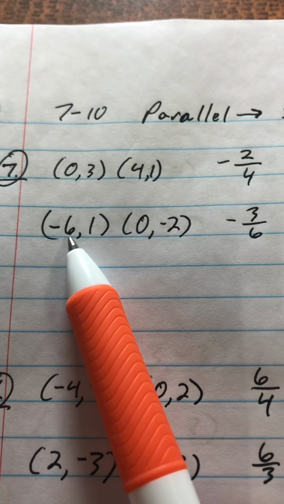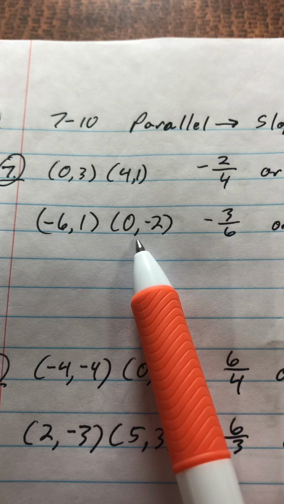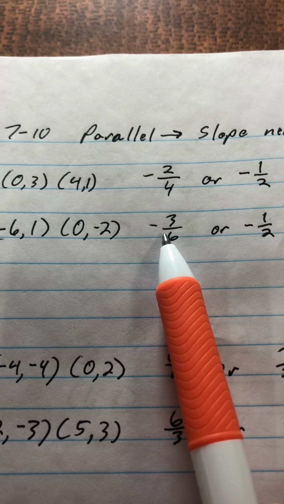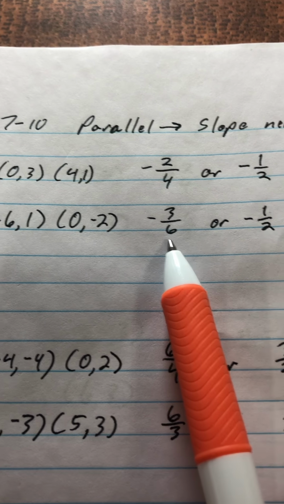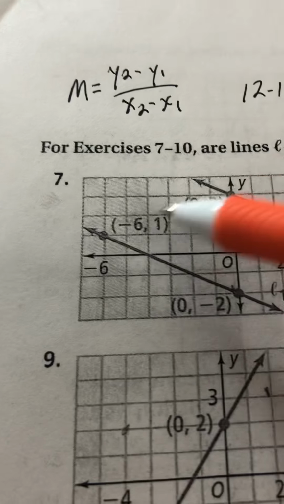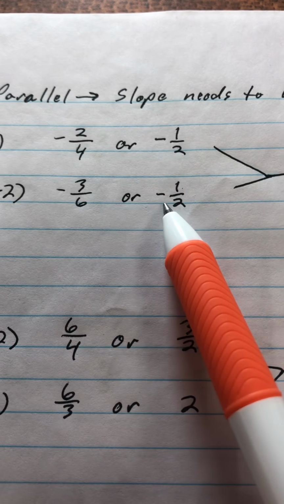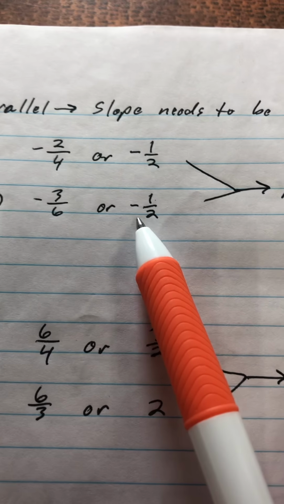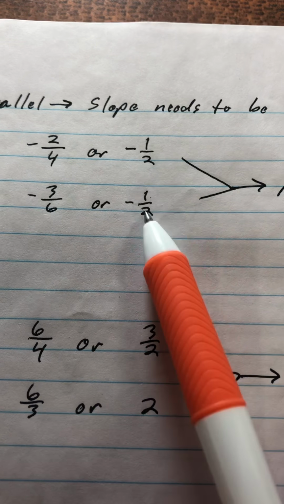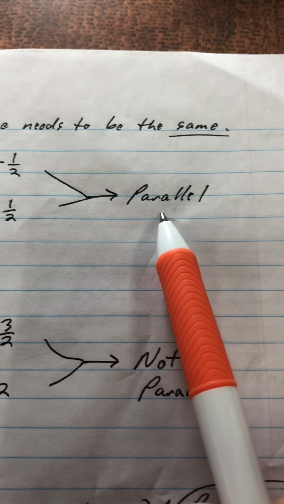The line that contains (-6, 1) and (0, -2), it goes down 3 over 6 to get to the next point. And that could be simplified down to negative 1/2. So they're both negative 1/2 slope, same slope, yes, parallel.